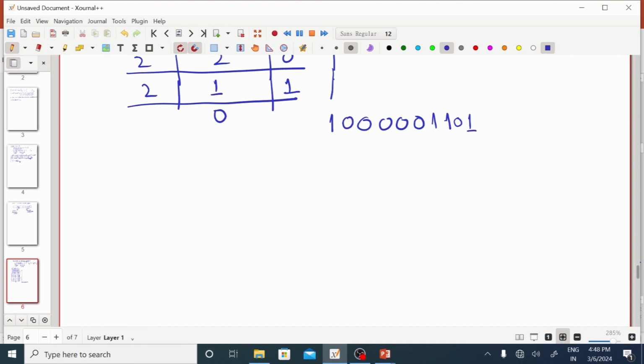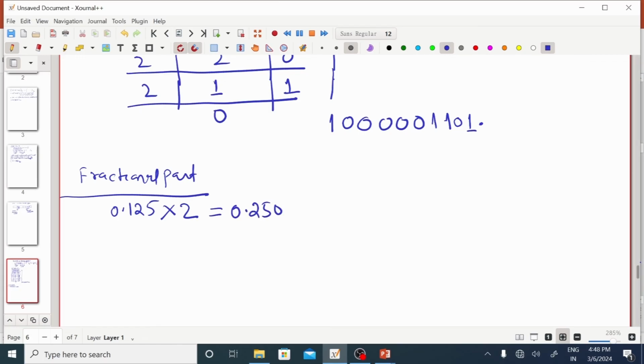Now for the fractional part, we put a binary point. In case of a binary number, this is known as a binary point. Then we compute for the fractional portion. So the fractional part is 0.125, which is multiplied by 2, and this gives 0.250. Here the integer portion is 0, so put 0 here.